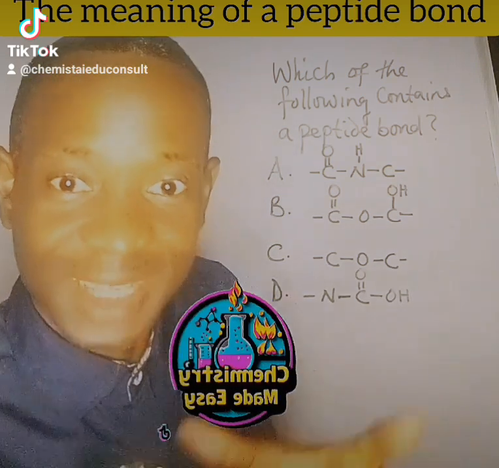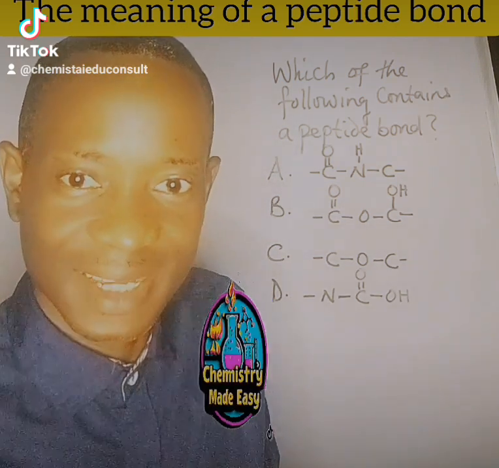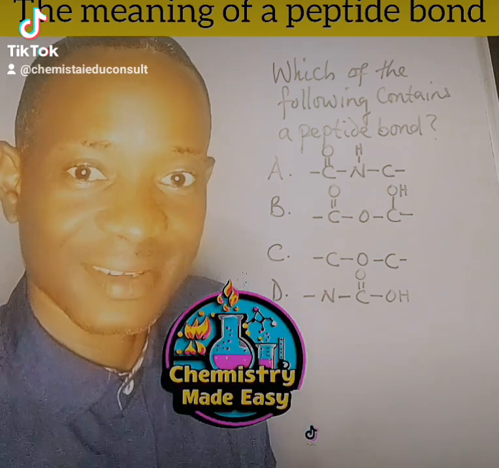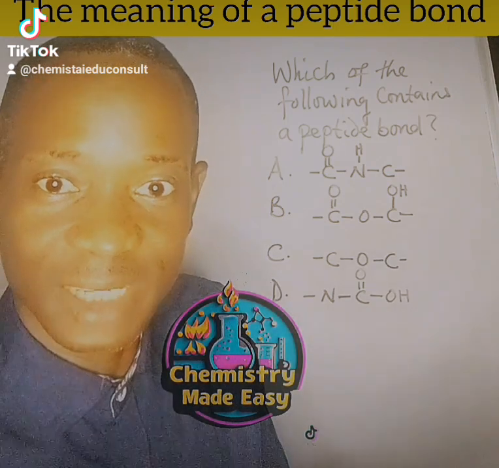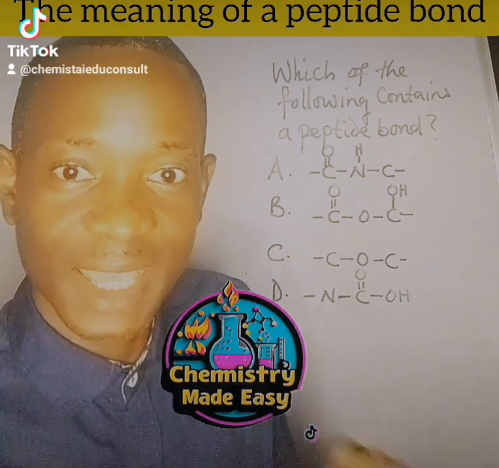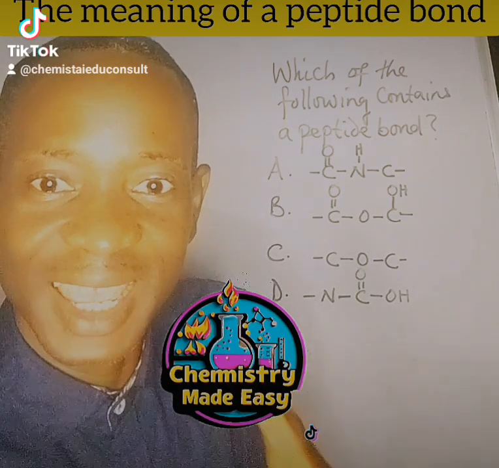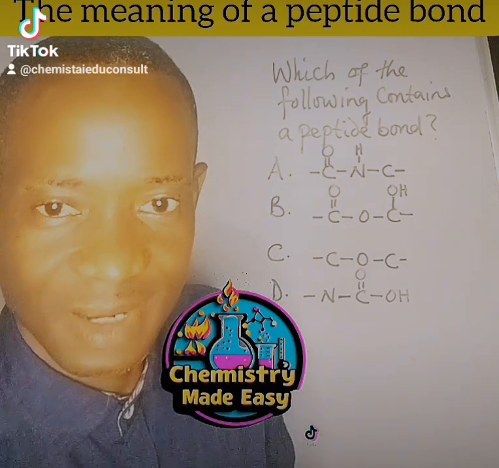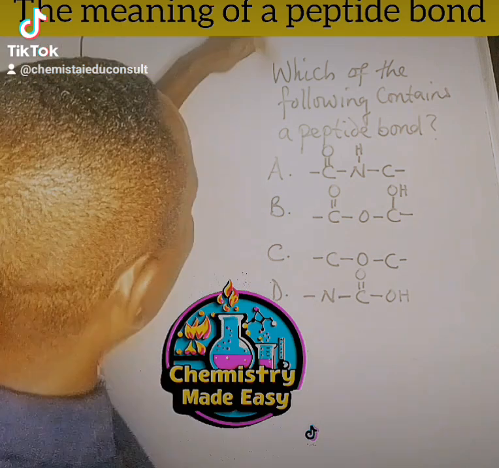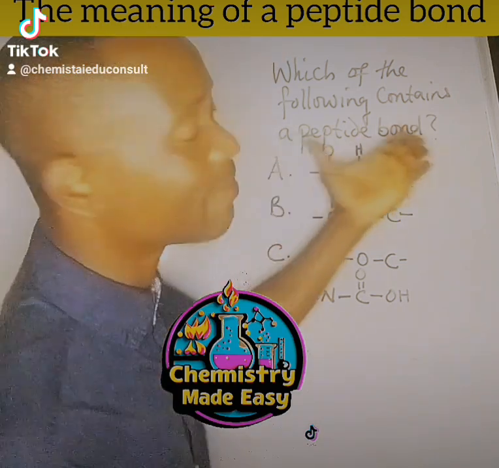You already know that proteins or peptides are made up of amino acids, right? There are bonds that link these thousands of amino acids in protein. These bonds are called amide bonds or peptide bonds. And that is what this question is asking. Which of the following contains a peptide bond?